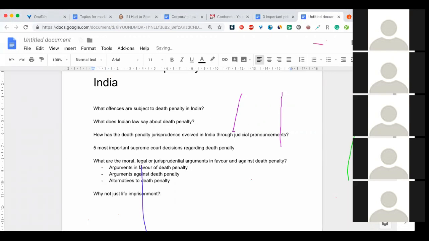Okay, now this is a very good question, because some people will say that life imprisonment is not a sufficient deterrent. People only are going to respond if you hang them or whatever. You have to give death penalty. So the next big question that becomes very important is, is death penalty a real deterrent?